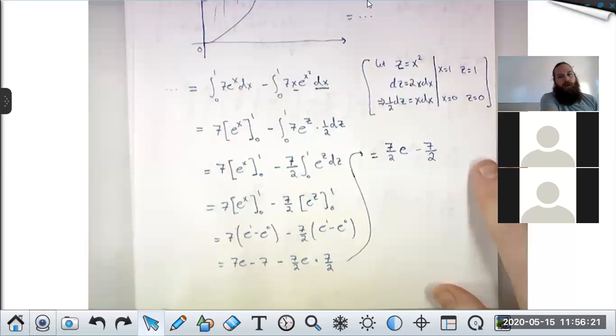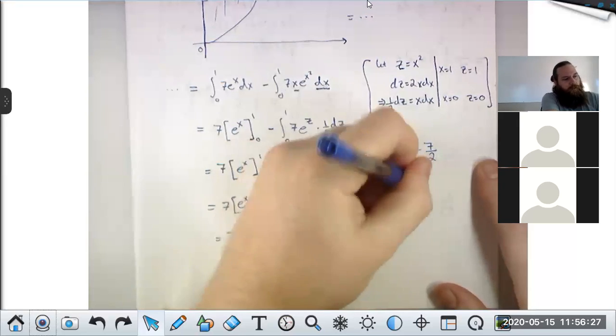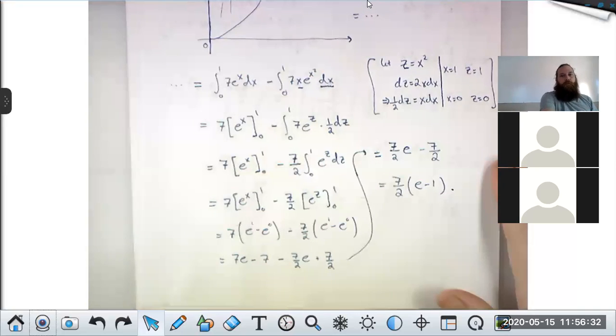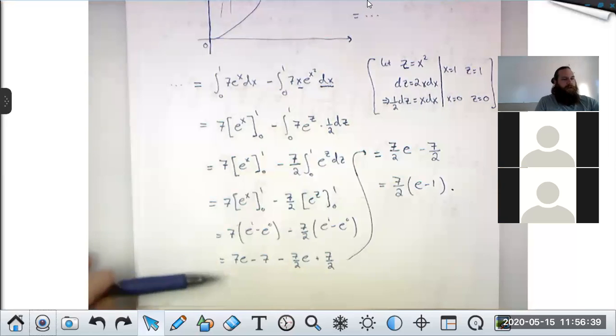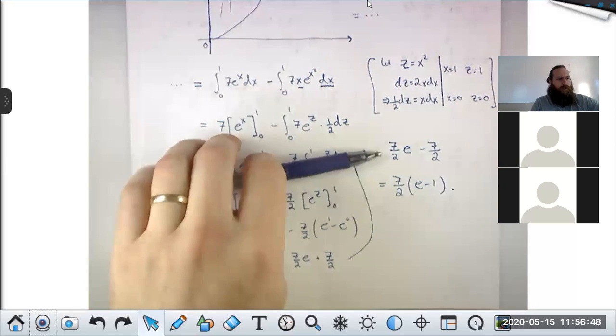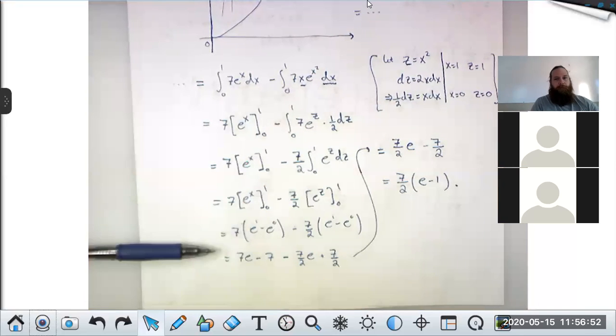So this is what we get. If you're feeling fancy, you can factor the 7 halves out, and that is done. Again, if you want to know what sort of simplification is required and expected, you must get to here. You've got to be able to tell me that e to the 0 is 1, and that e to the 1 is e. And then I would be happy with either of these answers. But this is the absolute minimum.